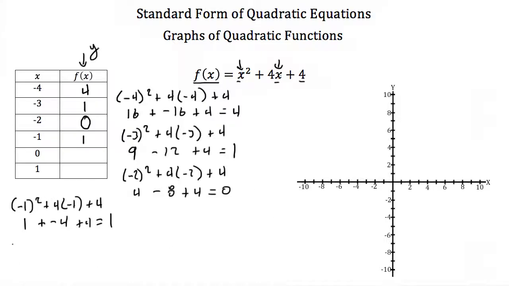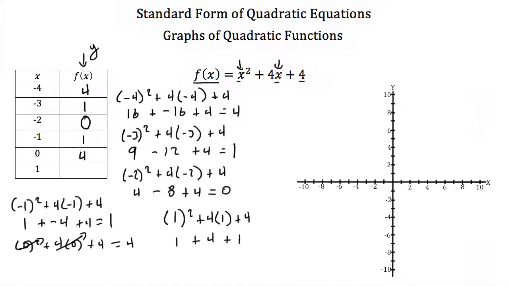Now if we plug in 0, we'll get 0 squared plus 4 times 0 plus 4. 0 squared is 0. 4 times 0 is 0. So this is just equal to 4. So if we plug in 0 for x, we'll get 4 for f of x, or for y. And then lastly, we plug in a positive 1. We'll get 1 squared plus 4 times 1 plus 4. 1 squared is 1. 4 times 1 is a positive 4, and then plus 4 again. This is equal to 9. So when x is 1, our function is equal to 9.